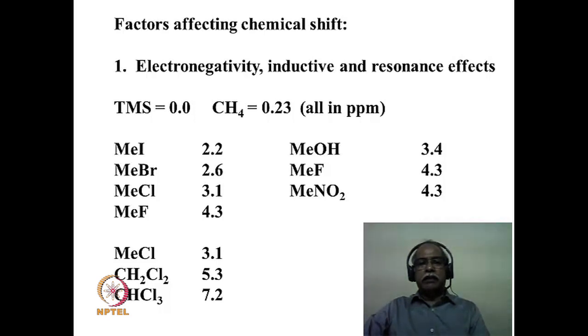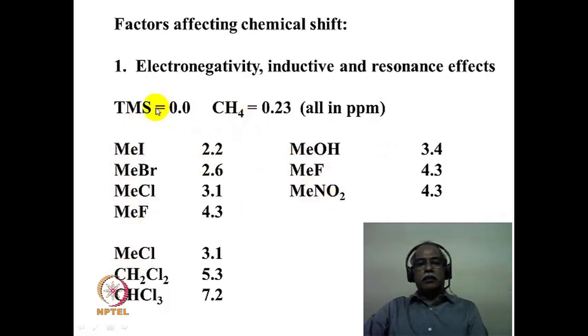Electronegativity, inductive and resonant effects are essentially responsible for the changes in the electron density that one observes in the compounds, in the substances, and hence these are the parameters which also affect the chemical shift value of a given hydrogen. Tetramethylsilane is taken as 0 ppm as a reference standard. With respect to tetramethylsilane, all the other compounds' chemical shift values are given. The chemical shift value of only the methyl hydrogens is given in this particular table.